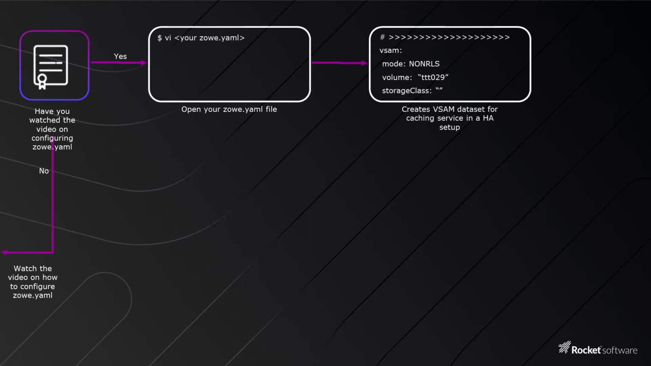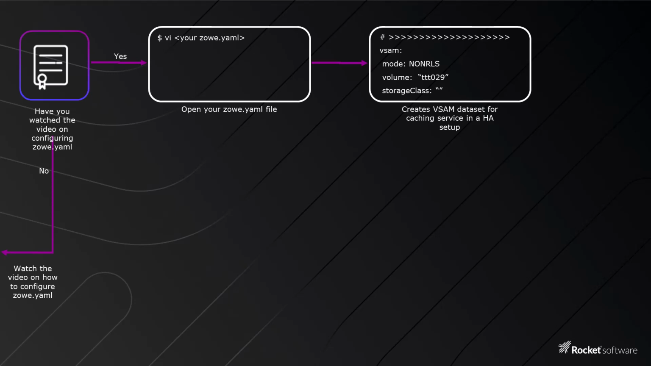Let's talk about VSAM setup. If you are using VSAM as caching service for high availability, then set the mode and the volume for VSAM as follows. When you choose non-RLS, you must provide a volume for the dataset, but storage class should be empty. If you choose RLS, you must provide a value to storage class and the volume field can be empty. For this demo, we are setting it as non-RLS.